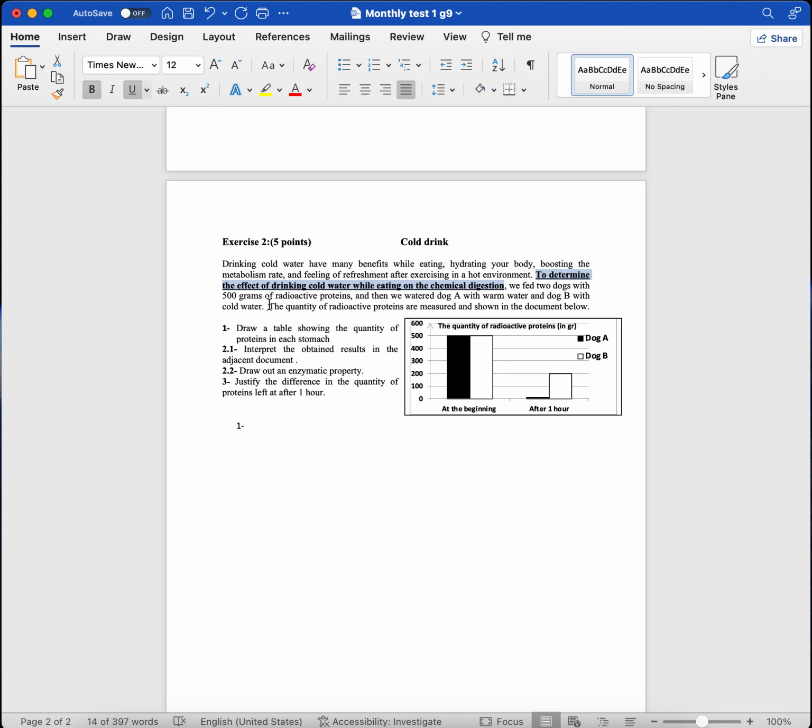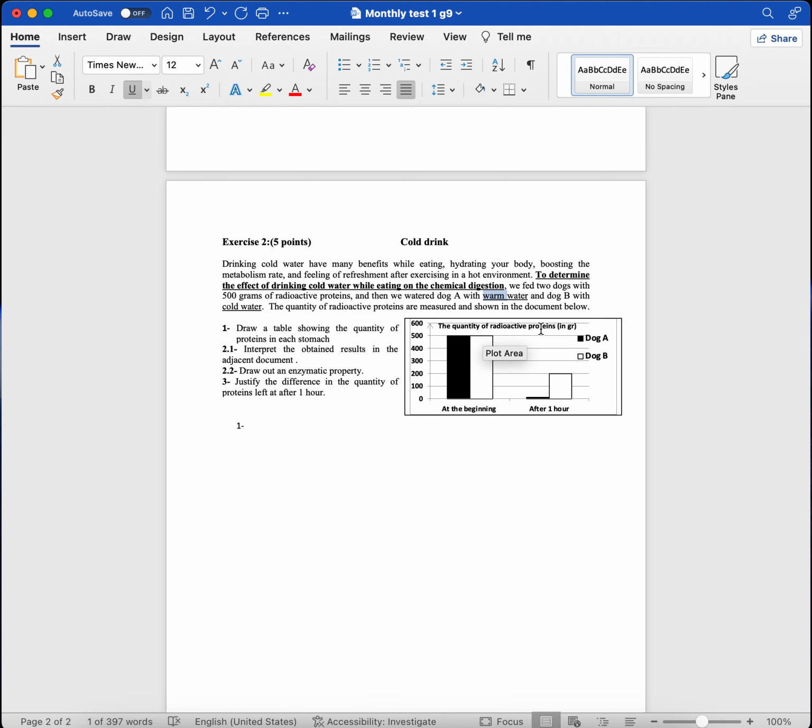طيب عنا we fed 500 grams of proteins and then we watered the dog A warm water no مي طبيعية يعني مش باردة ولا سخنة ودوج B مع cold water. So the variable factor is the temperature of the water. هيدا الدوج A is watered يعني شربناه warm water and the second one is watered with cold water.